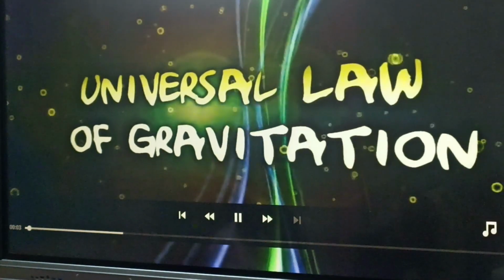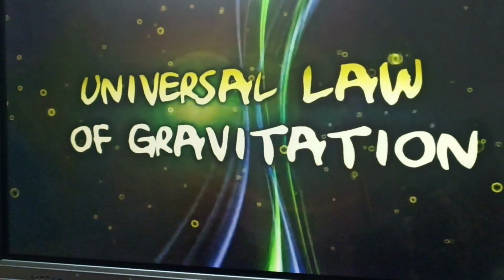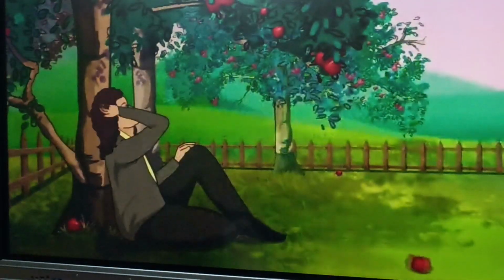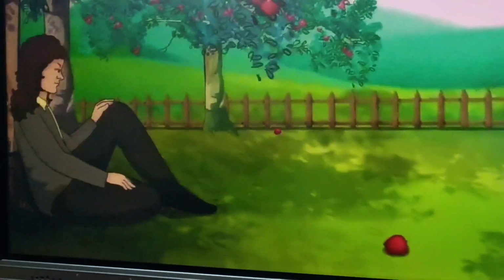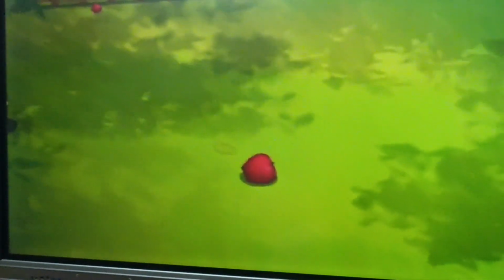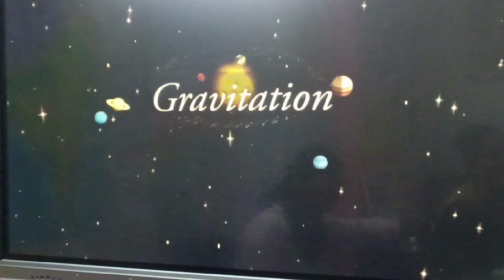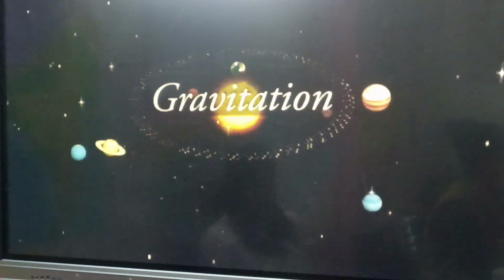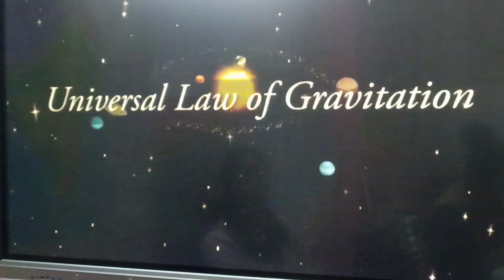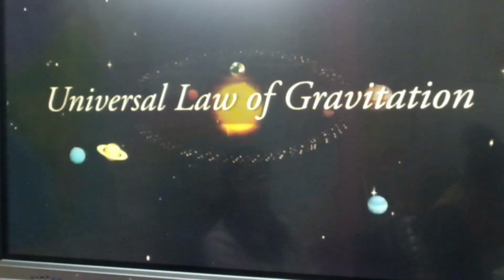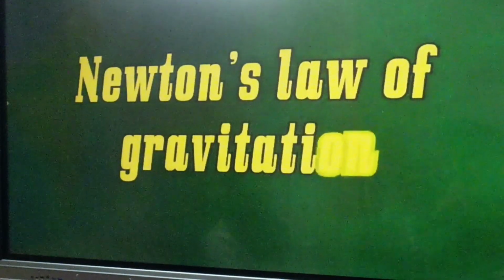Gravitation. We have already studied that Newton discovered that every object attracts every other object in this universe, and the phenomenon is known as gravitation. On the basis of the factors on which this force depends, Newton formulated the universal law of gravitation. In this module, we will study Newton's law of gravitation.